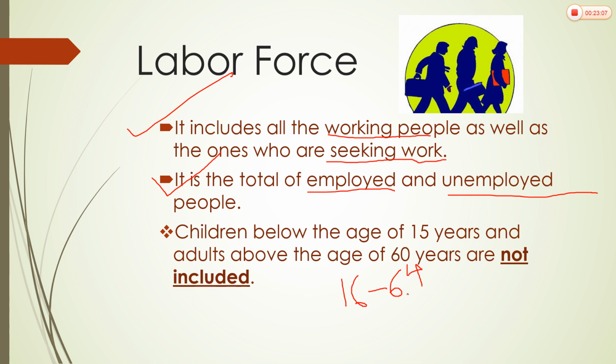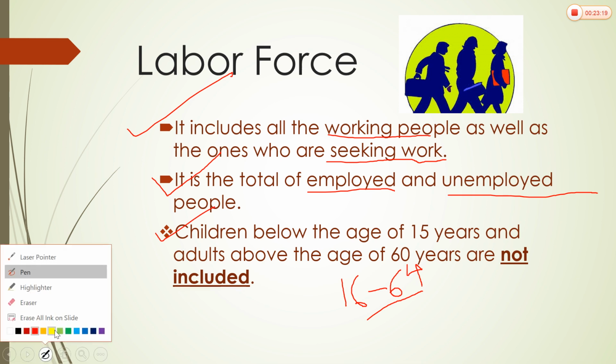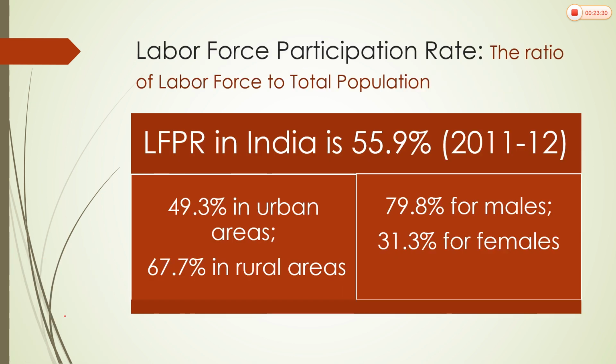In counting the labor force of the country, we only take this particular age group, 16 to 64. So this is how children below the age group of 16 to 64 years are not included, and below the lower limit and above the upper limit, they are not included.